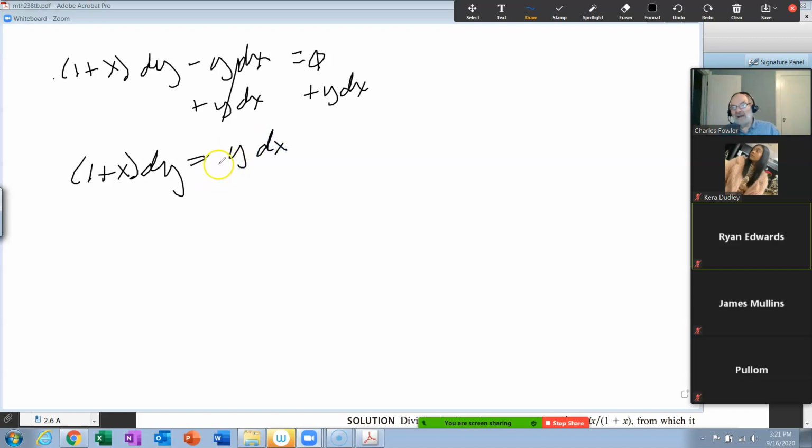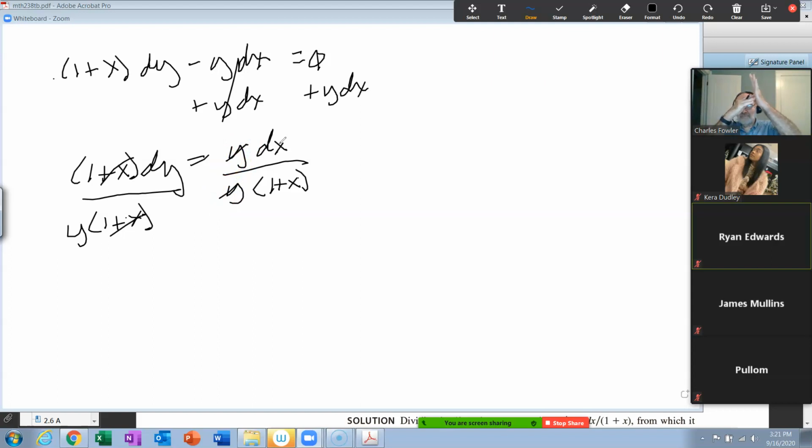Well, I want all my y's together and all my x's together. So what I'm going to do is divide both sides by 1 plus x. Okay. I'll also divide both sides by y. Okay. Now, here the 1 plus x's go out. Here the y's go out.